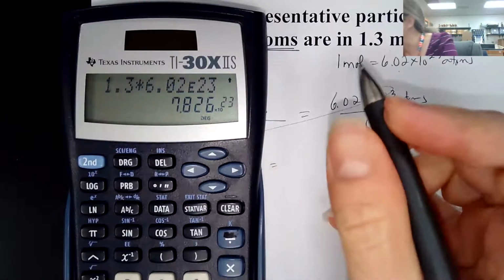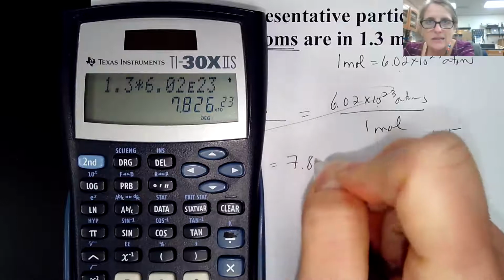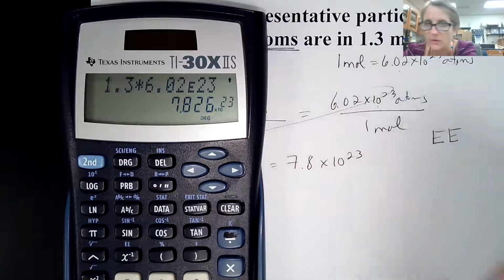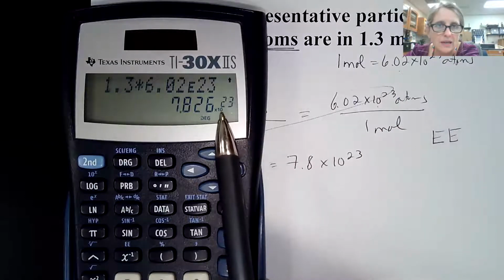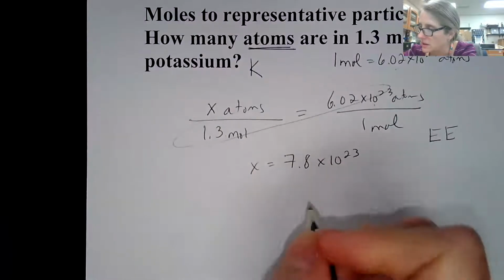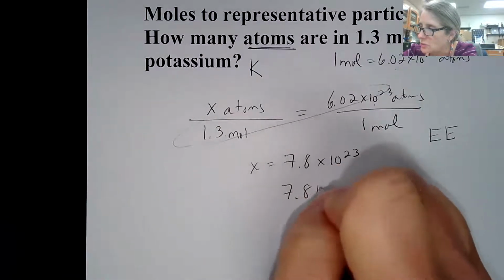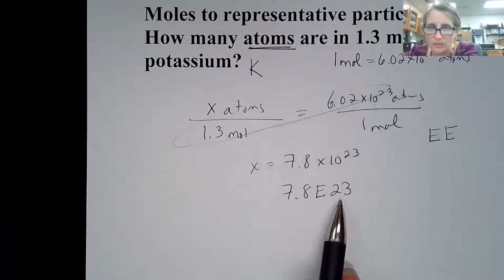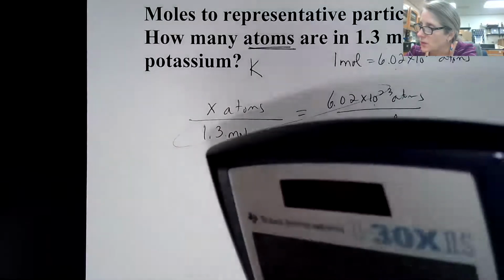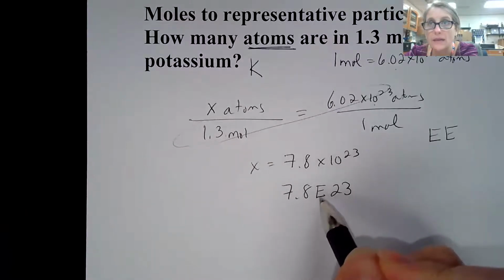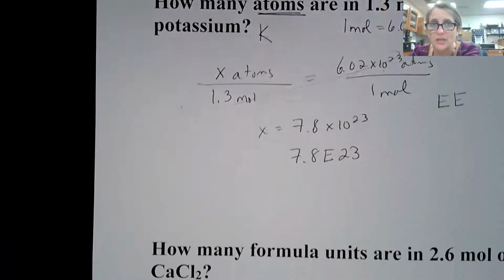So my answer is 7.8, and I have two sig figs here, times 10 to the 23rd. So you will see on the screen here, it says times 10 to the 23rd. Okay, now for this particular exercise, you will also see some calculators just do 7.8 E23. So that is another way you might see a calculator spit it out. But E in the language of the calculators means power of 10.